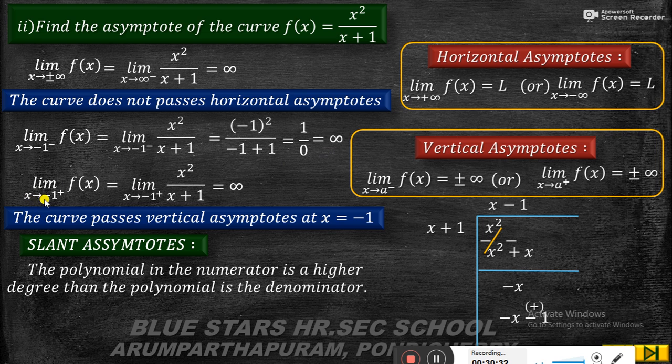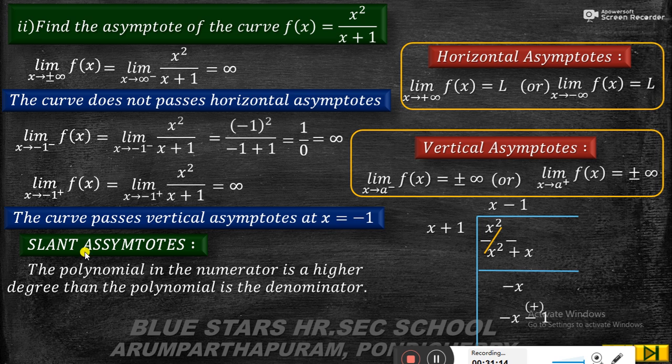So next, the limit as x tends to minus 1 plus, this represents the right-hand limit, of f of x, where the function is x square by x plus 1. Here I substitute minus 1 whole square, which is plus 1, and minus 1 plus 1 is 0, so 1 by 0 is infinity, so the right-hand limit is plus infinity. So you see both answers are the same, that means for the vertical asymptote the answer will come plus or minus infinity and plus or minus infinity. This minus infinity we take as plus or minus infinity, and this plus infinity we take as plus or minus infinity, so both are the same. So the curve has a vertical asymptote at x equal to minus 1.